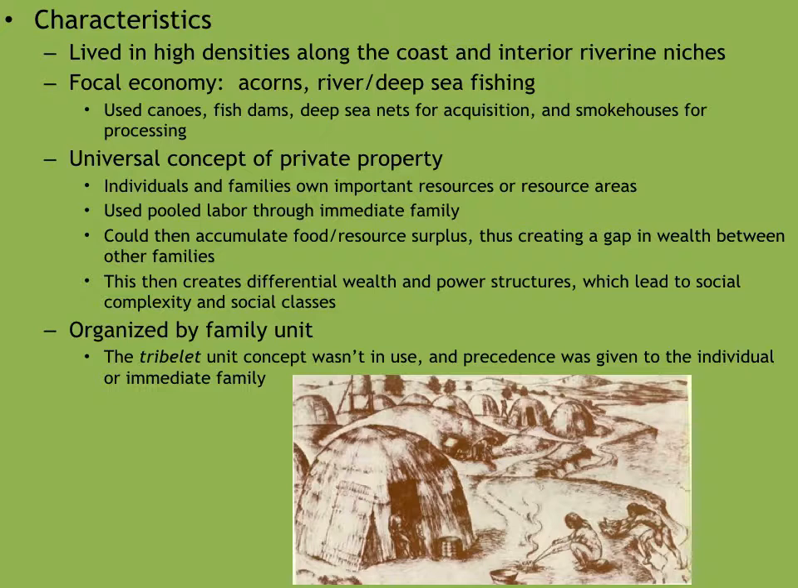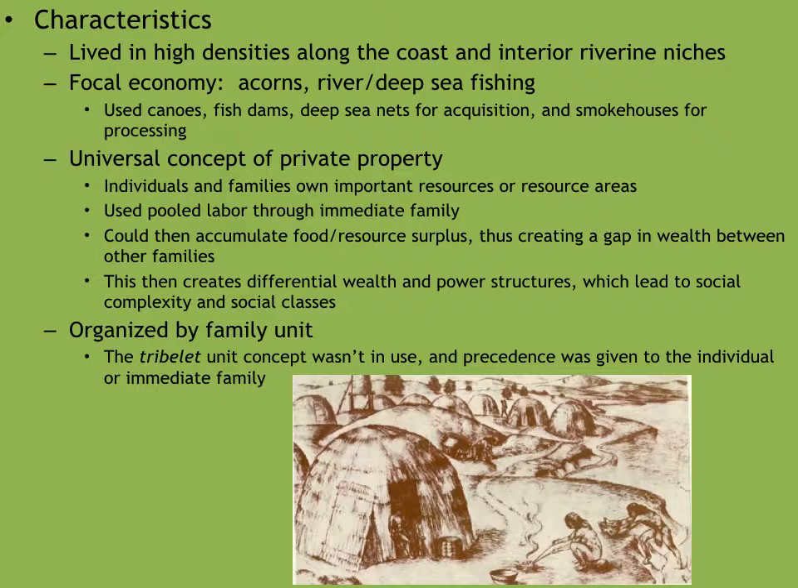Their focal economy was focused on acorns, river fishing, and deep sea fishing. Again, rivers if they're located on the interior, deep sea if they're located on the coast. They used canoes, they used fish dams, deep sea nets for acquisition, and smokehouses for processing. So salmon was definitely a very, very important aspect of these societies, and we see this is still the case all the way from Alaska down the coast. Salmon is the lifeblood of many of these modern day subsistence strategies for these indigenous native groups as well.